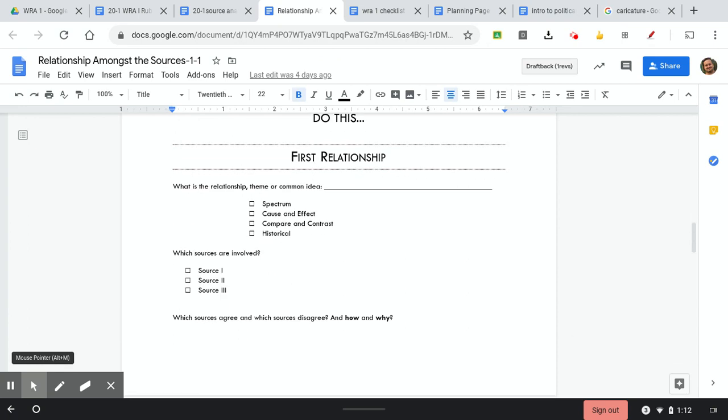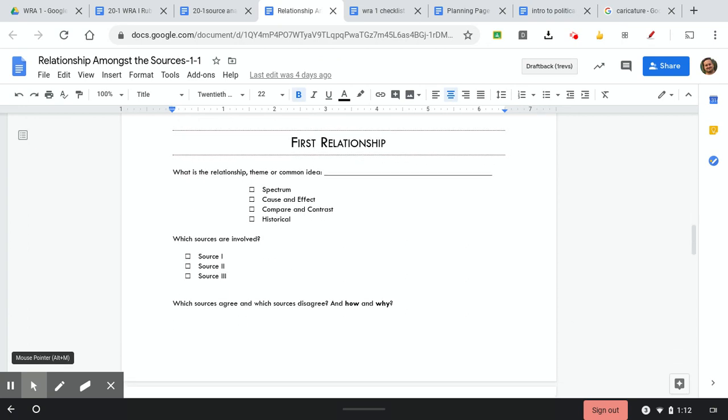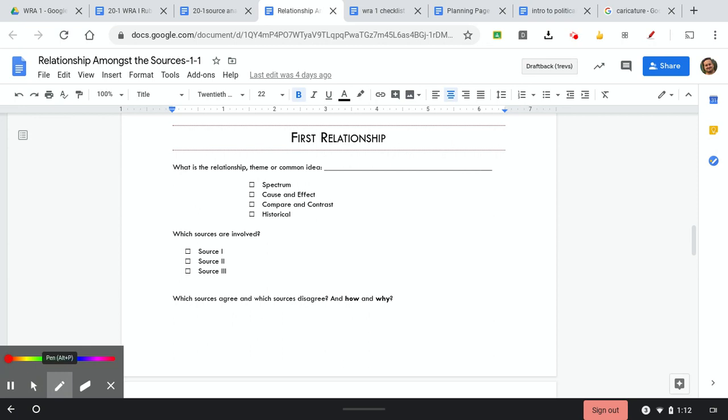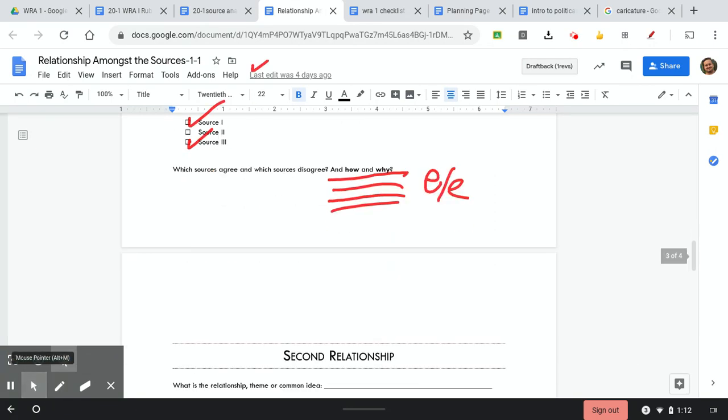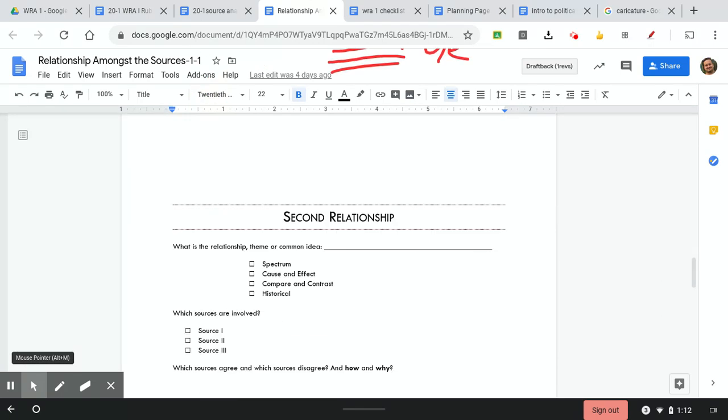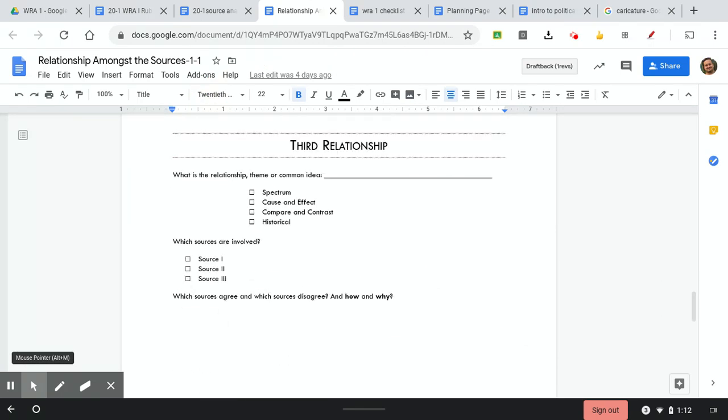Now this is somewhat of a planning page for you to use. Here you can identify the different types of relationships. If you see a cause and effect relationship, put a check mark. Which sources are involved? Oh, source 1 and source 3. How and why? That's the key here though, right? This is that elaborating and explaining that needs to be done. Now, this is the same thing for all three relationships.